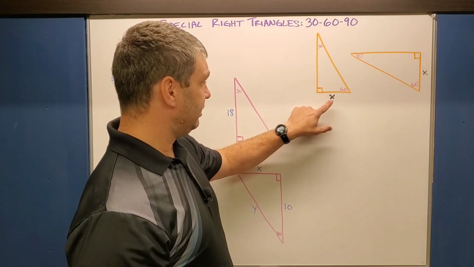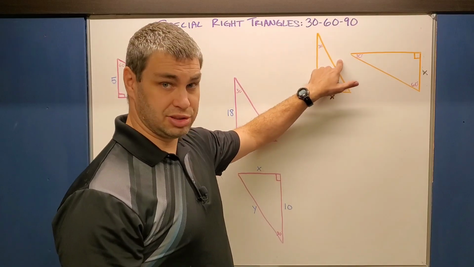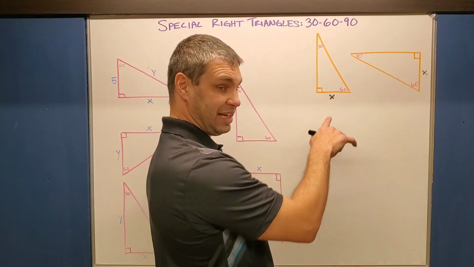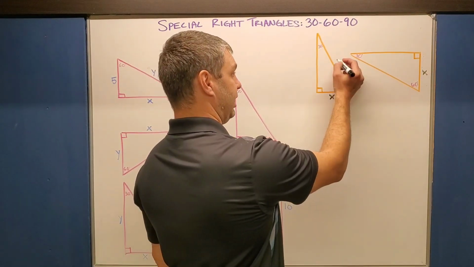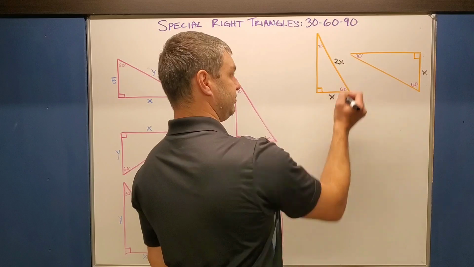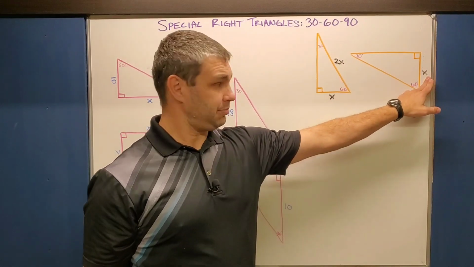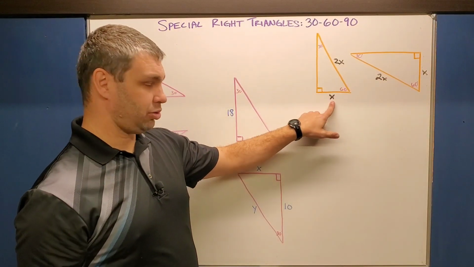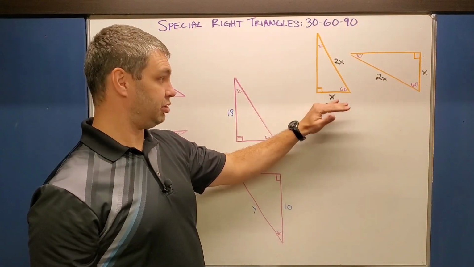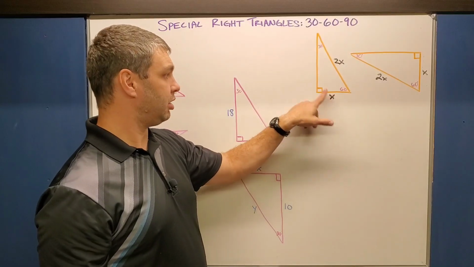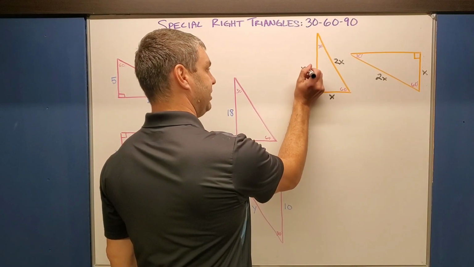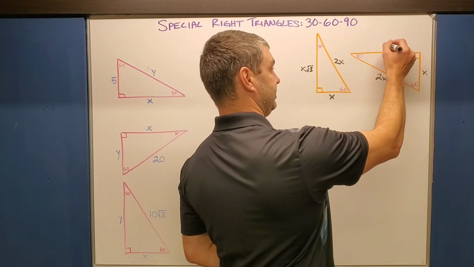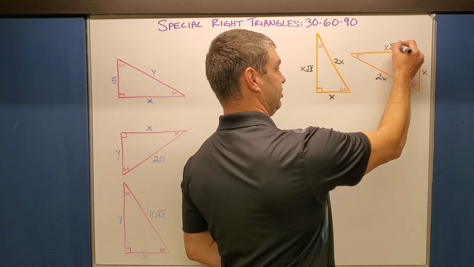Now, compared to the short side, the hypotenuse is just going to be double. For example, if this was 5, my hypotenuse would be 10. Since it's just x, my hypotenuse is going to be 2x. Same thing for this template: if this is x, this is going to be 2x. Now, compared to my short side, the long leg is going to be x times the square root of 3. And same thing on this one, the long leg across from the 60 degrees is going to be x times the square root of 3.